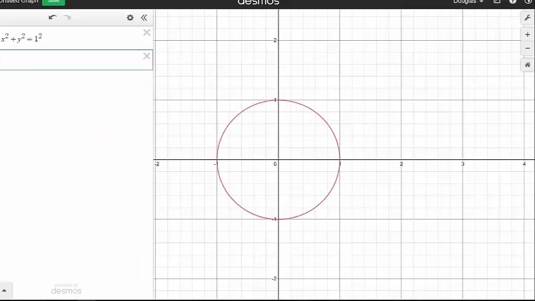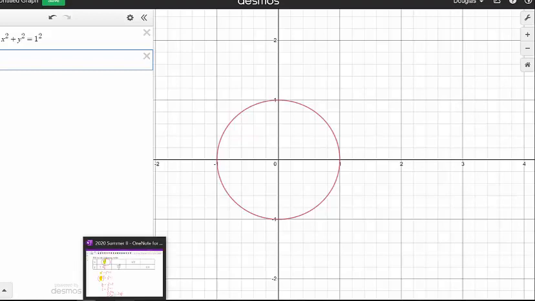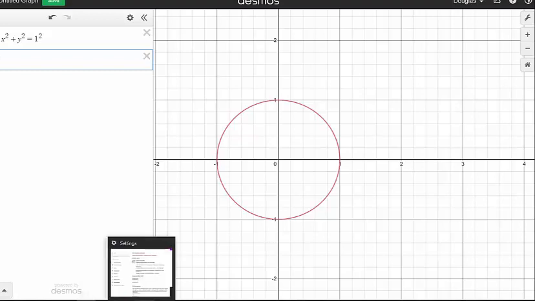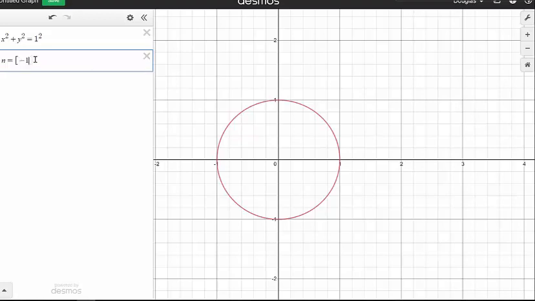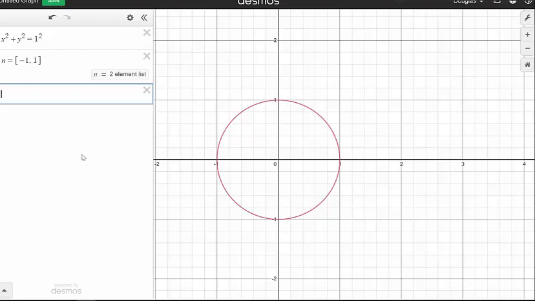Alright, so the first thing I'm going to do is establish the positive or negative by saying n equals bracket -1, +1, like so. Okay, so we got 2 elements. So n is either -1 or +1. So that n will be our positive or negative.